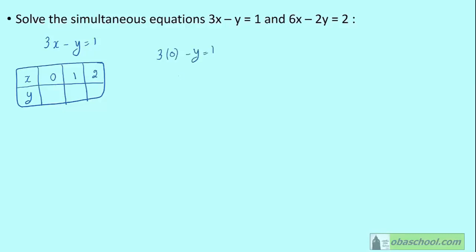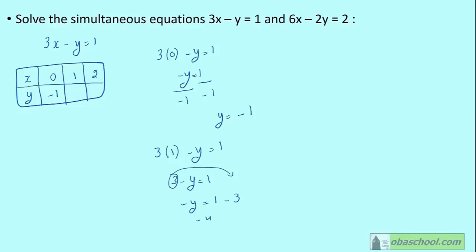When x is equal to 0, y is equal to minus 1. And that is our first coordinate. Now for the second one, the equation is going to be 3 into 1 minus y equal to 1. So 3 minus y equal to 1.